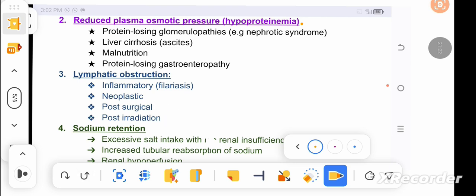Then post-surgical and post-irradiation. So that is post-surgical in, for example, breast resection. Not even breast, but resection of the axillary lymph nodes. During that surgery, the lymph nodes or the lymphatic vessels are obstructed. So when they are obstructed, we are going to have edema in the arm.